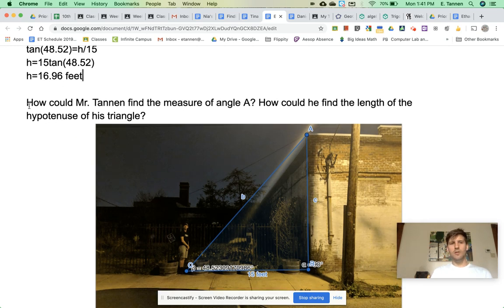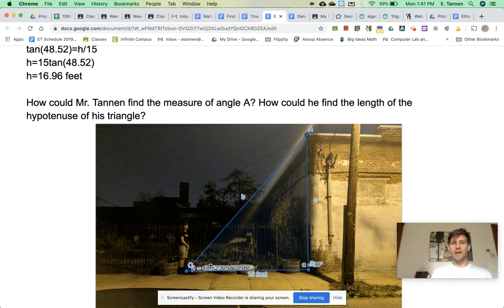What I would then do is I wouldn't stop there, because now that I've gotten this, well, I could use the Pythagorean theorem to easily find the length of the hypotenuse. I could also just use the fact that a triangle is 180 degrees to find this angle. Although I could also use a sine measurement.